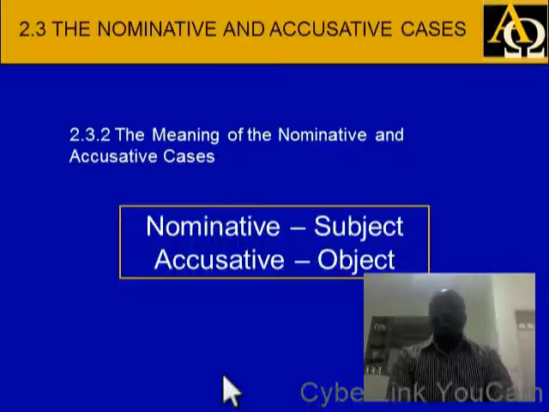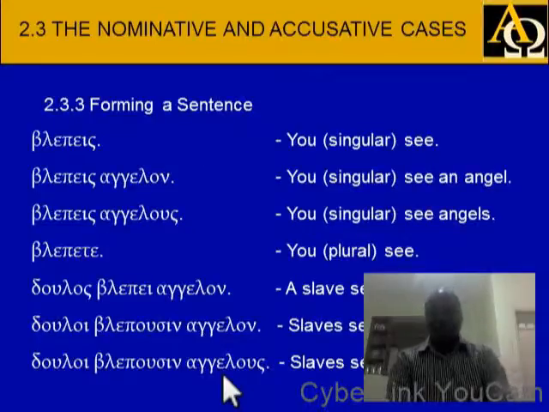The nominative and the accusative, we actually call them cases. So you have the nominative case, the accusative case, the genitive case, and the dative case. We also have the vocative case, which we shall also look at. So the nominative is the subject, the accusative is the object. Now with that, we can form basic sentences in Greek.